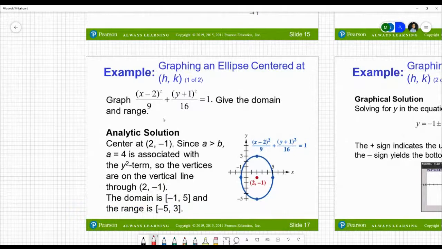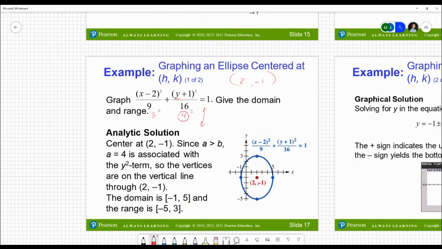Okay, so we see that we have 9 and 16 here, so let's rewrite that as 3 squared and 4 squared. Of course, the larger number, a here, is underneath the y. That means that our major axis is going to run vertically. And here, y plus 1, so that means that my k value is -1, and my h value is 2. So that's my center, 2, -1.